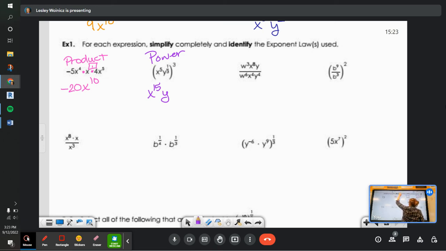All right, look at these W's. I have 3 W's on the top, and I have 1, 2, 3, 4, 5, 6 on the bottom. Ooh, I need a bigger fraction bar. All right, my W's are canceling. How many does that leave behind? Yes, and where are they? On the bottom. Yes. So I have W cubed on the bottom.